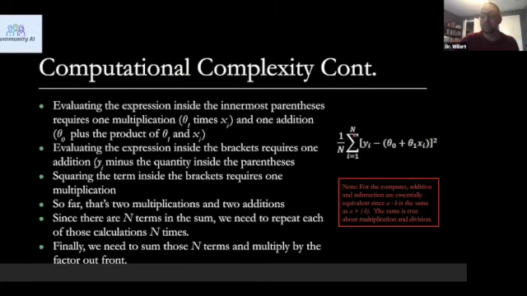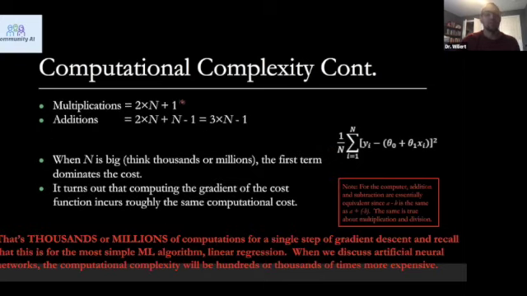And since there are n terms in this sum, we have to add up n things, so n more additions. And then we need to multiply by this factor out front. So what does that look like in total? We have 2 times n plus 1 multiplications, and we have 2 times n plus n minus 1 additions. So that simplifies to 3 times n minus 1.